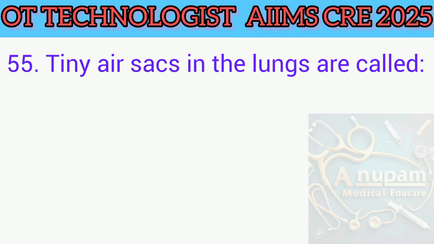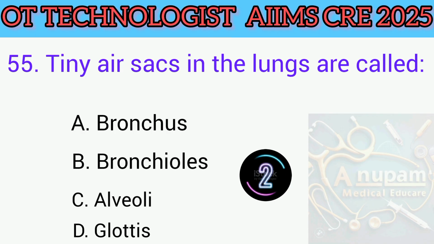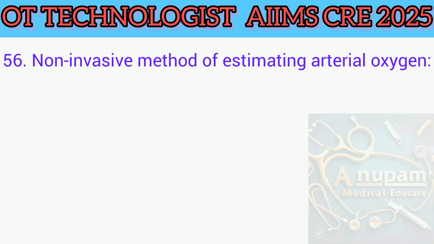Number 55. Tiny air sacs in the lungs are called. Option A. Bronchus. B. Bronchioles. C. Alveoli. D. Glottis. Right option, C.